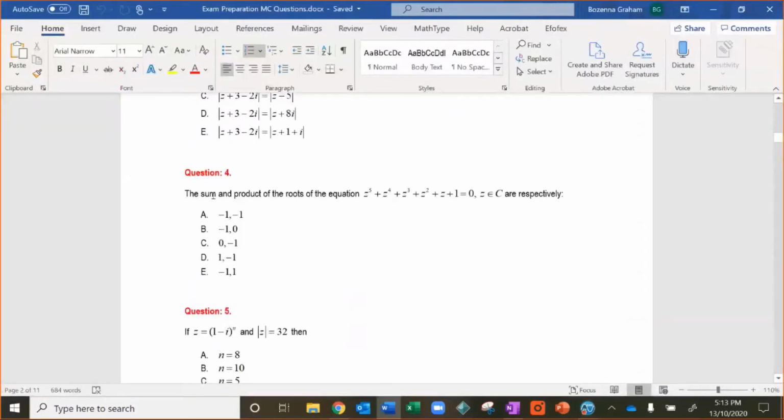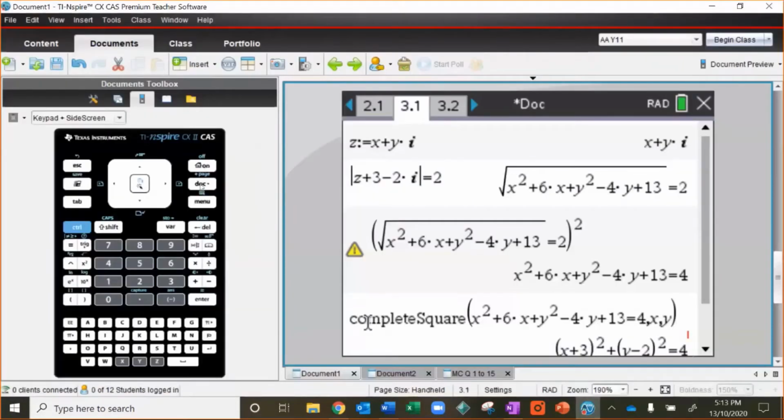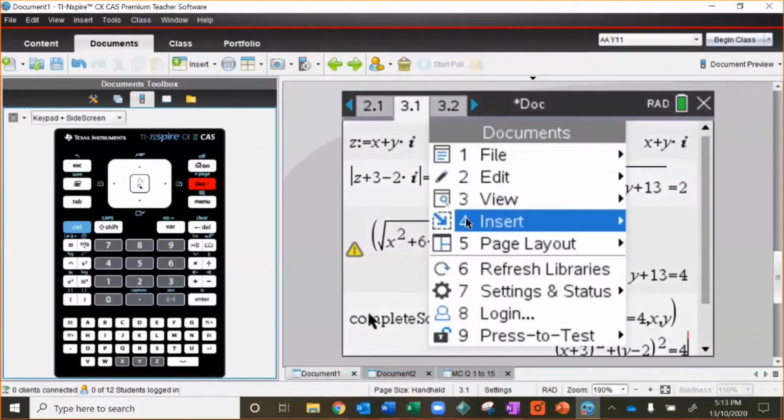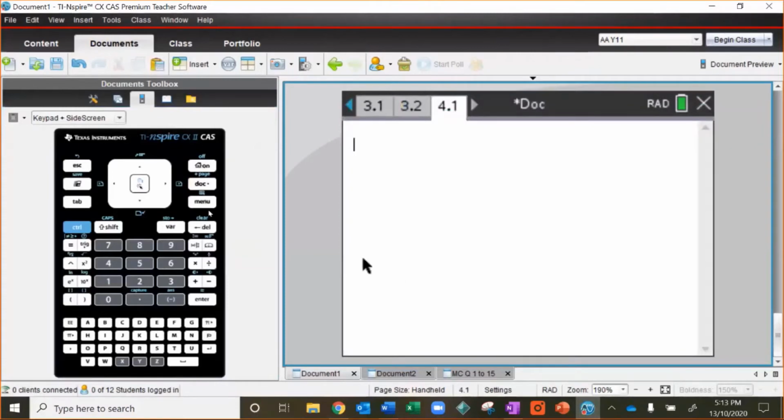Question 4 is about the sum and product of the roots of the equation. So it says z is complex: z to the 5 plus z to the 4 plus z cubed plus z squared plus z plus 1 equals 0. And we wish to find the sum and product of the roots. So of course we need to use a calculator. Let's insert a new problem. How do we get roots or zeros?